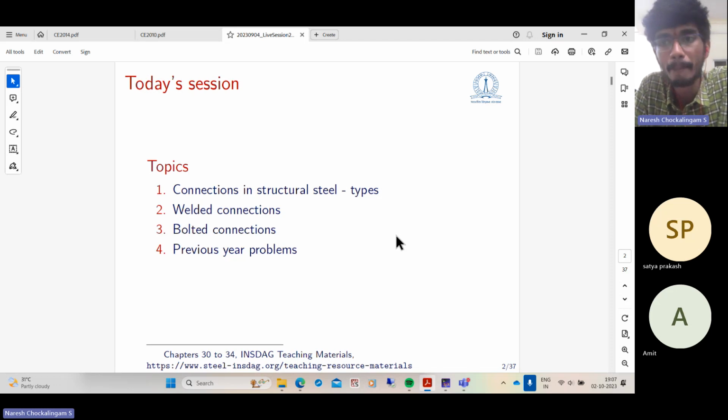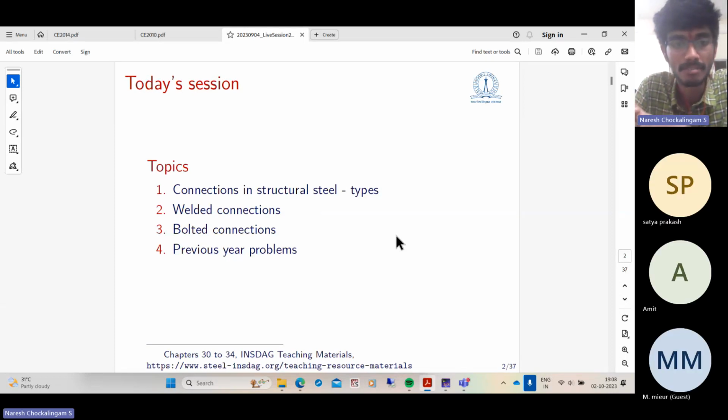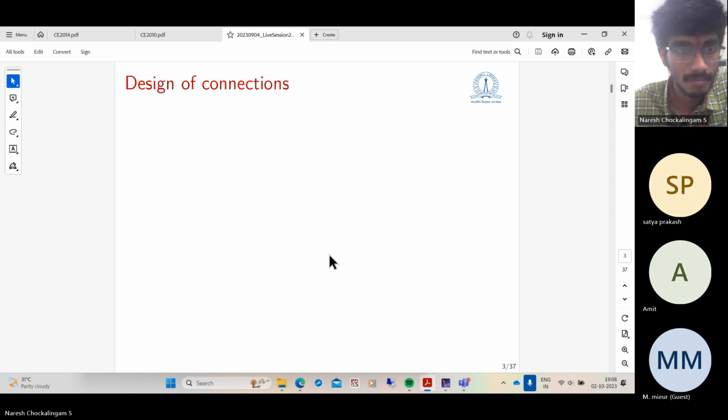And in bolted, we have... So bolted connections can be classified in different manners. One based on the type of bolt we use, whether it is a bearing type bolt or a friction grip type bolt. We can also classify them as either in plane or out of plane connections. Among in plane, bolted connections can be further classified into concentric and eccentric. We look at all of these today, and we'll also look at a couple of previous year GATE problems. So let us get started.